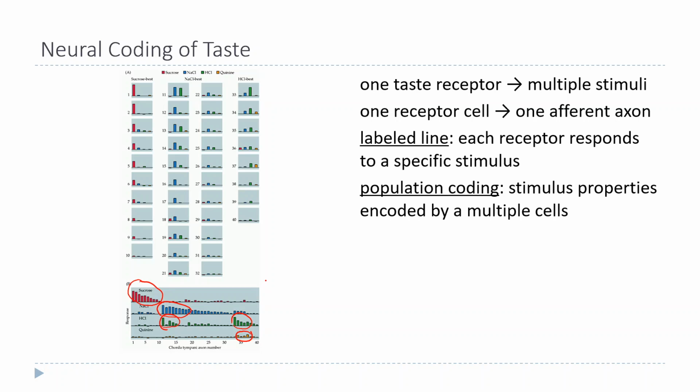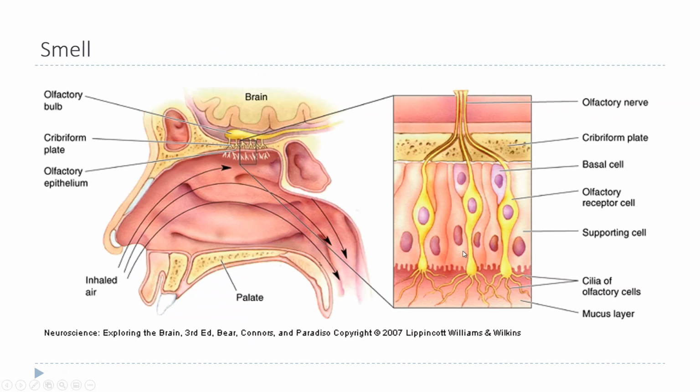So that's what we mean by population coding, and we'll see examples of population coding in the other sensory systems also. And so next time we will talk about the sense of smell.